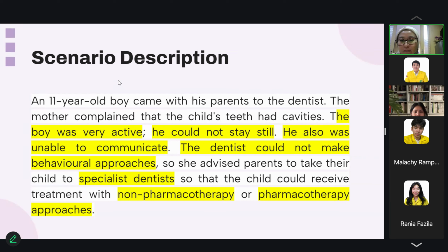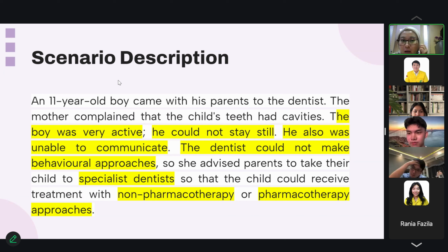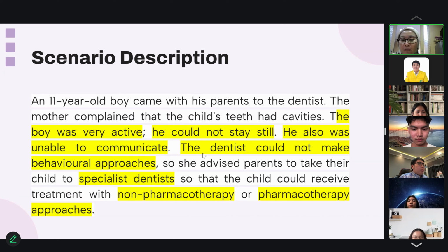So let's review scenario 6 to find out what we want to learn this time. The keywords: first, the boy was very active; he could not stay still; and he was unable to communicate. The fourth keyword is that the dentist could not use behavioral approaches. The fifth keyword is specialist dentist. And sixth, non-pharmacotherapy or pharmacotherapy approach.